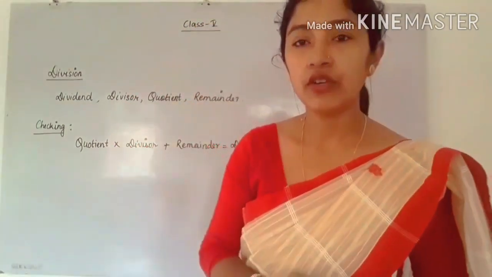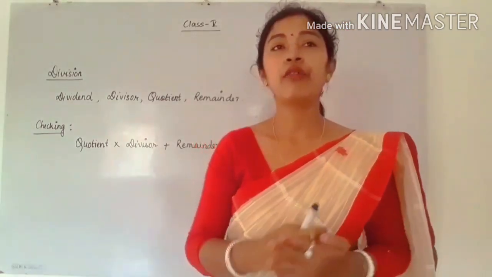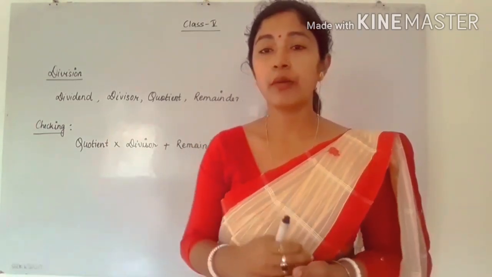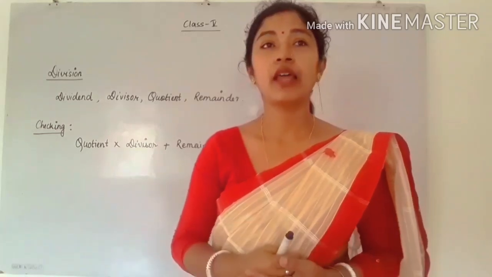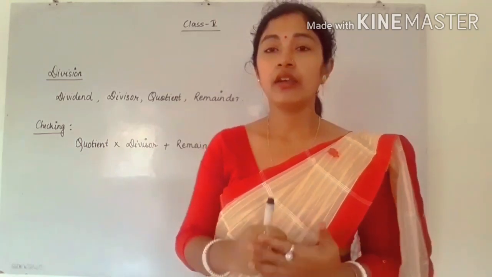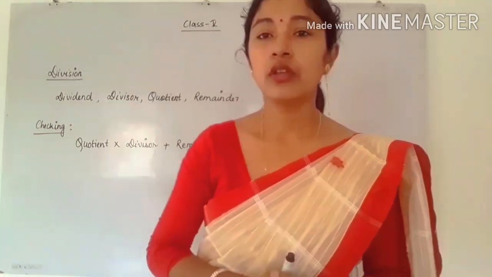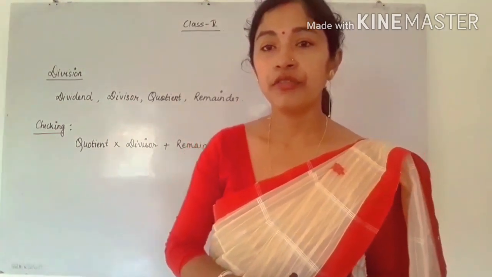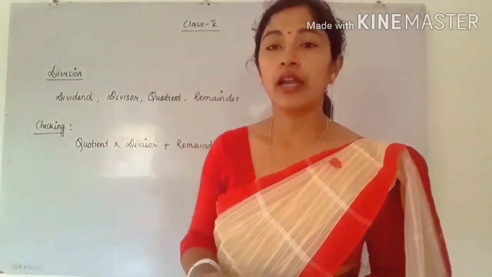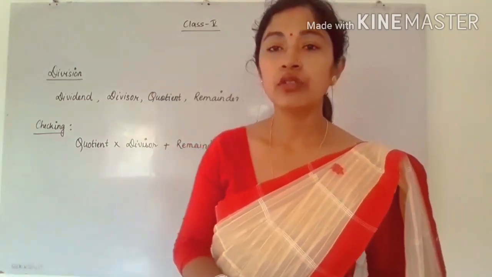So what do you mean by division? For example, if the cost of 10 chocolates is given as rupees 100, and you have to find the cost of one chocolate, then we can use the division method. So if the cost or production of many items is given and you have to find it for one, then we can use division.